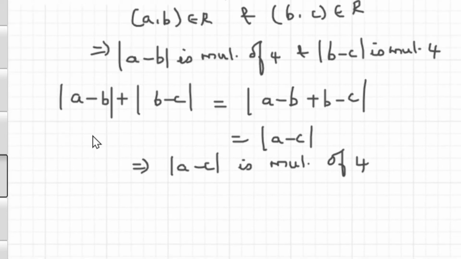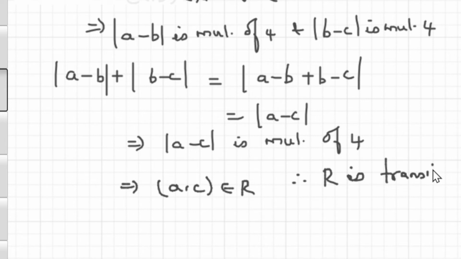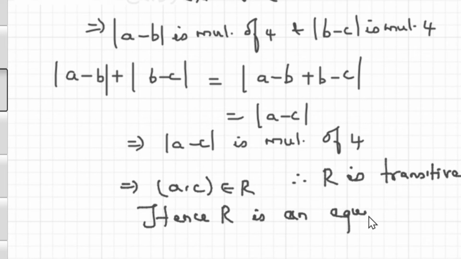And that implies A comma C belongs to R, and therefore R is transitive. And hence R is an equivalence relation.